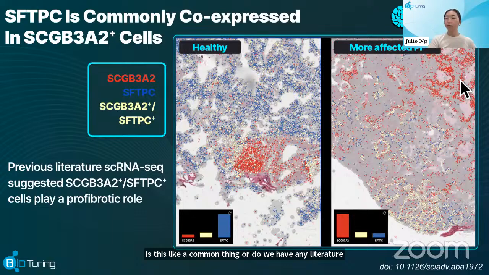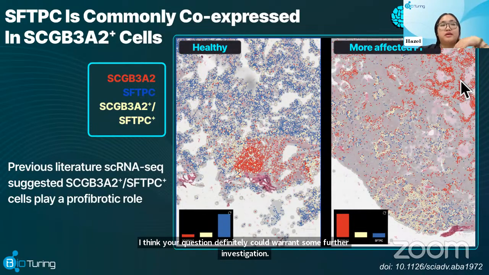Not that I'm aware of, but it is an interesting observation. So I basically use these two genes to mark regions of interest. However, I think your question definitely could warrant some further investigation. Yes, I think it's quite interesting because I can see a very clear trend in here.